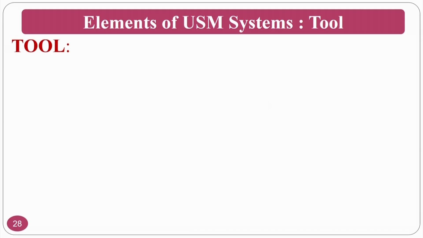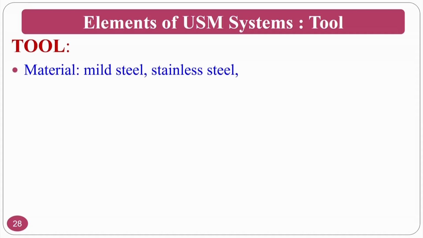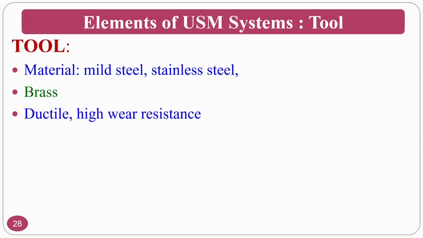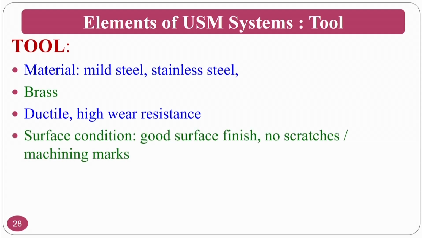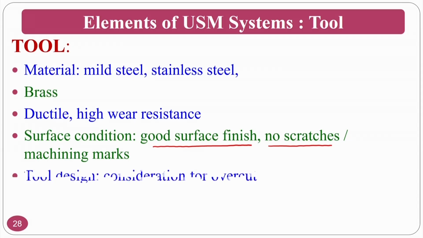Another element of this ultrasonic system is the tool. The material is normally mild steel or stainless steel. Other materials are brass, ductile, high wear resistance. Regarding surface condition, you normally require a good surface finish with no scratches, because the surface finish and scratches will replicate their roughness and machining marks on the workpiece. Okay.